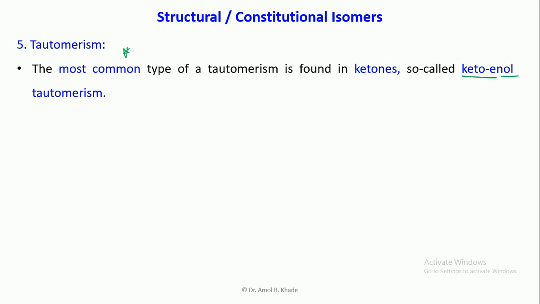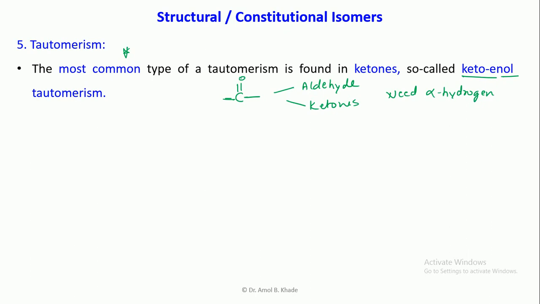Keto-enol tautomerism is possible when you have a keto group. So what is required? You require a keto group. This keto group, this C double bond O, the carbonyl carbon, is present in the aldehydes and also in the ketones. And then what is required? It requires the alpha hydrogen.